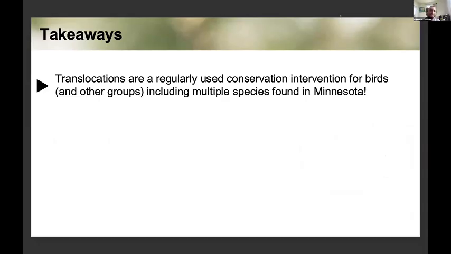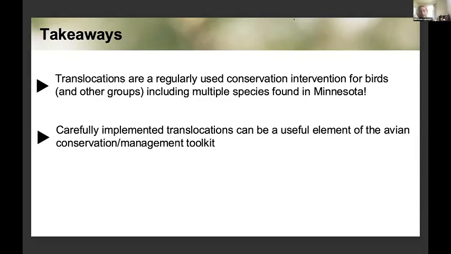First, to make you more aware of this conservation practice, translocations are a pretty regularly used conservation approach for birds and also other groups, and this has benefited species in Minnesota. Second, carefully implemented translocations can be a really important and effective element of the avian conservation toolkit. I've showed you one clear example of that today.